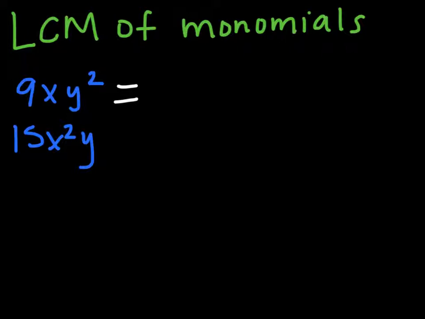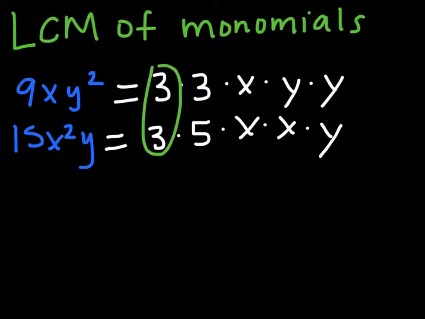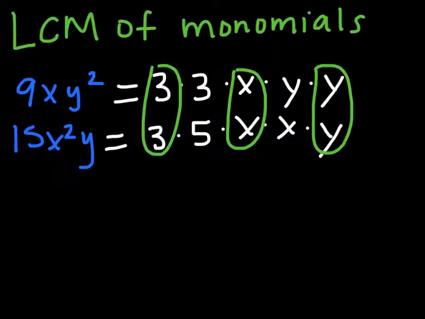9xy squared becomes 3 times x times y times y. 15x squared y becomes 3 times 5 times x times y. We need to identify the common factors. So we have a set of 3's, we have a set of x's, and we have a set of y's.